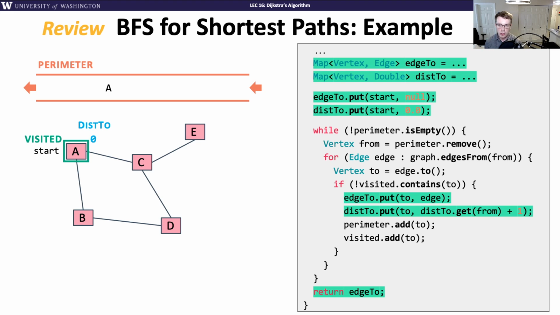We started with our start node. We set its distance to that node by definition will just be 0 because it's 0 edges away from itself. We mark it as visited. And then we add all of its neighbors to our queue if we haven't visited them yet.